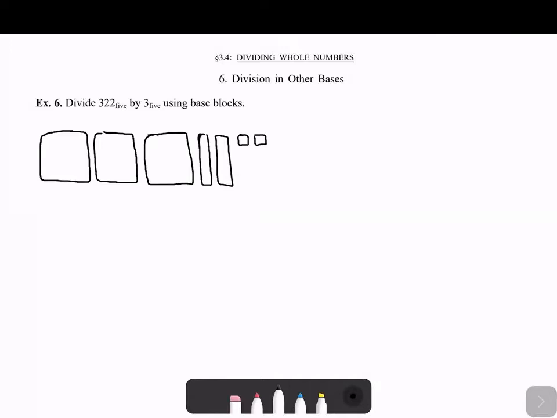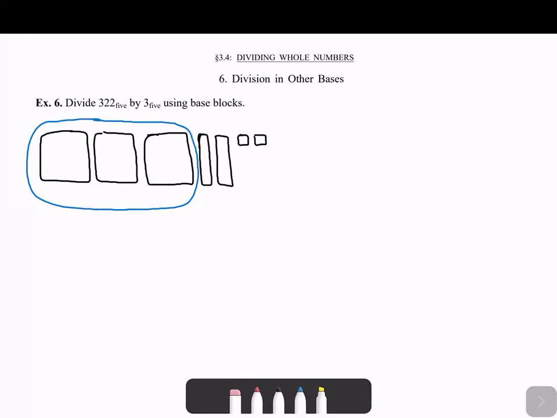So we're going to start grouping things into 3s. So the first thing that we can group are the flats, right? This is a pretty easy group to see. We're grouping things by 3s, so we can see that we have a group of 3 flats. Okay, so we have one group of flats. And so now we see that the longs, we can't group at all.